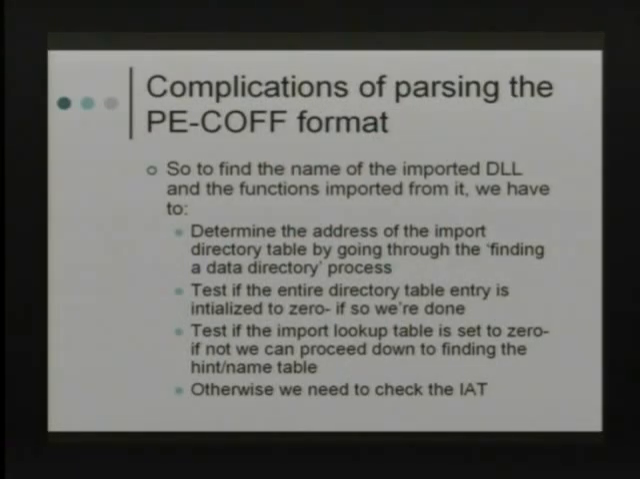As we loop through that, if we find that the whole structure is 0, then we need to exit out because we've gotten to the end. And if the entire structure is not 0, then we can proceed walking down it until we find the hint name table. Once we determine that the entire structure is not 0, we need to check the import lookup table, and if it is 0, then we actually need to check the IAT, and that's where I believe it was the Borland compilers that were doing that.